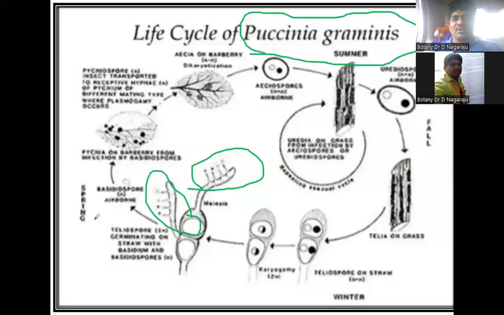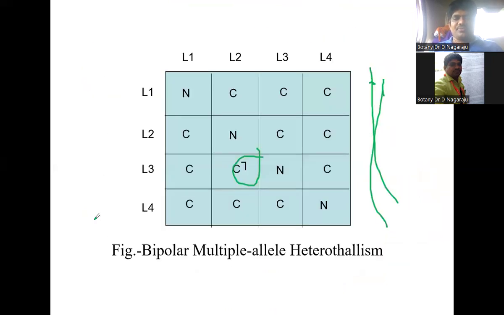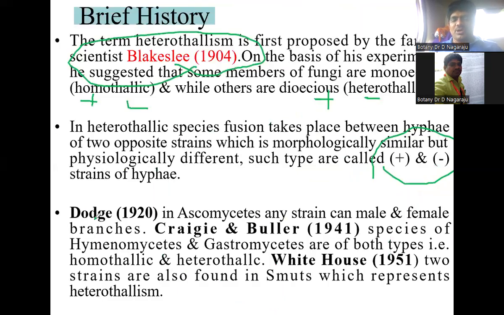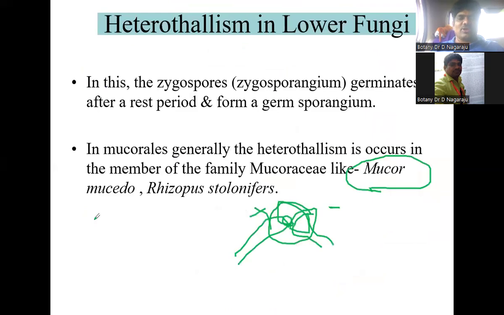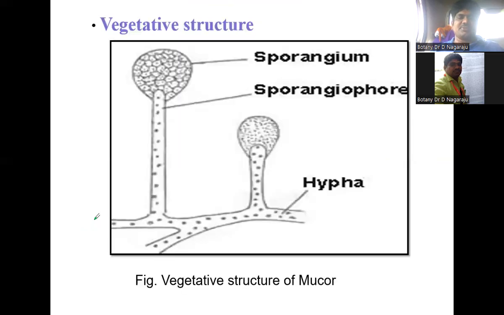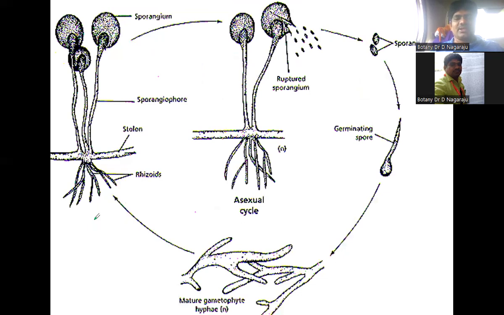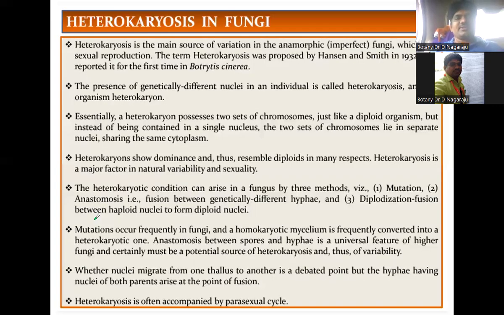The multiple-allele heterothallism again has tetrapolar and octapolar types we have studied. You see, bipolar, tetrapolar, and octapolar. Bipolar is controlled by the same locus, tetrapolar by two different loci, and octapolar by three different loci. This happens in the lower fungi, especially Mucor and Rhizopus, and in higher fungi, especially Aspergillus.